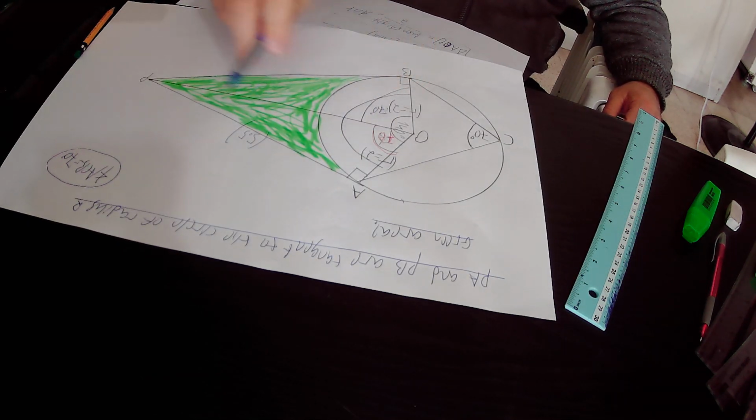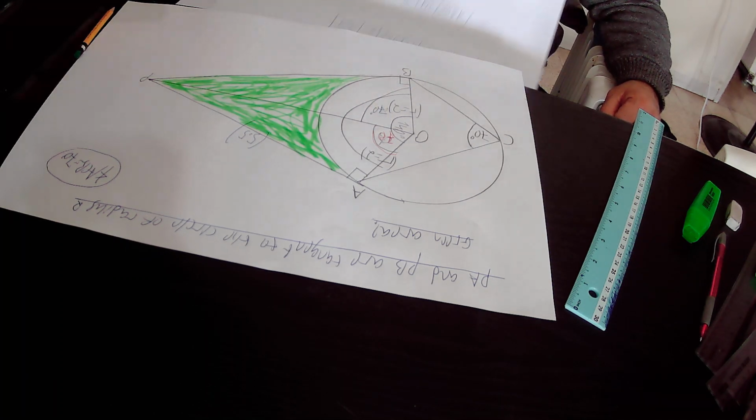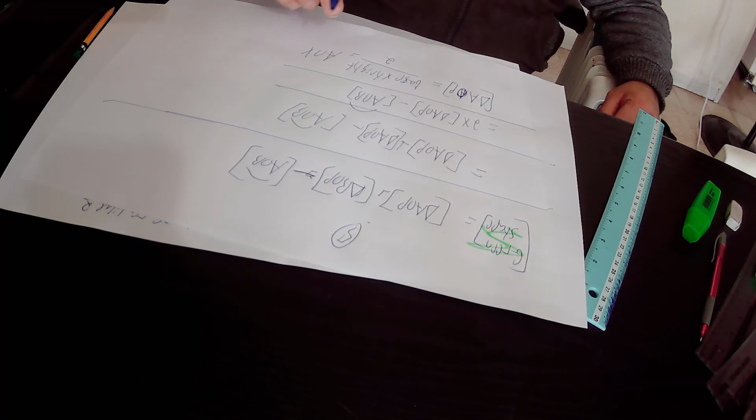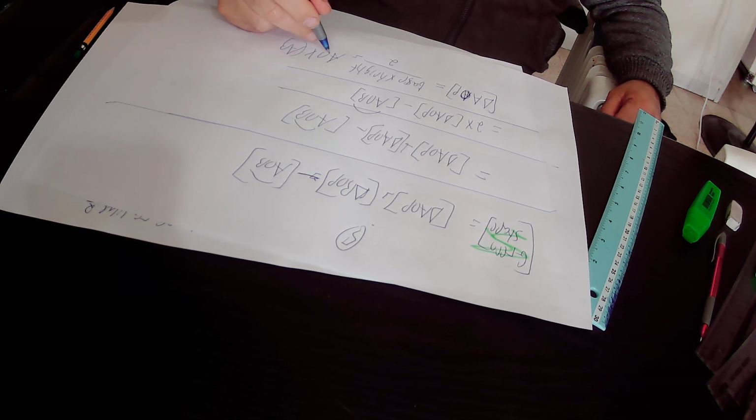Why is side AP the height to the base? Because side AP creates 90 degrees with the base AO. Therefore it is the height to the base. So the height is AP, the height to the base, divided by 2.